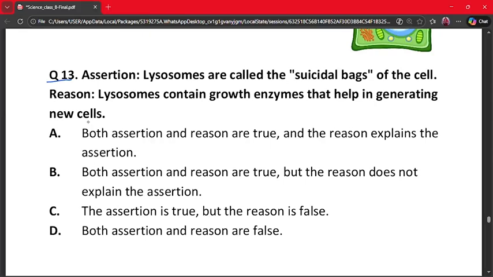A. Both assertion and reason are true and the reason explains the assertion. B. Both assertion and reason are true but the reason does not explain the assertion. C. The assertion is true but the reason is false. D. Both assertion and reason are false. So lysosomes contain digestive enzymes that can break down cell parts, and the reason statement is incorrect because they don't help in growth. So assertion is true but the reason is false. So our correct answer is option C.